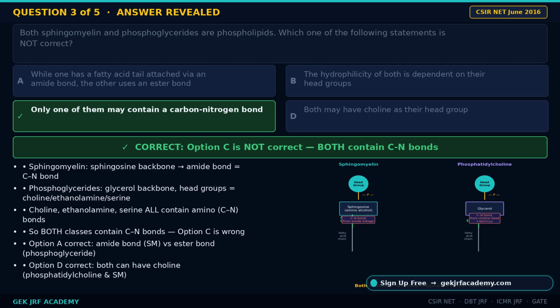Framework for NOT correct questions. Identify what is structurally shared between both classes, and look for the option that incorrectly claims that a feature is unique to just one class.